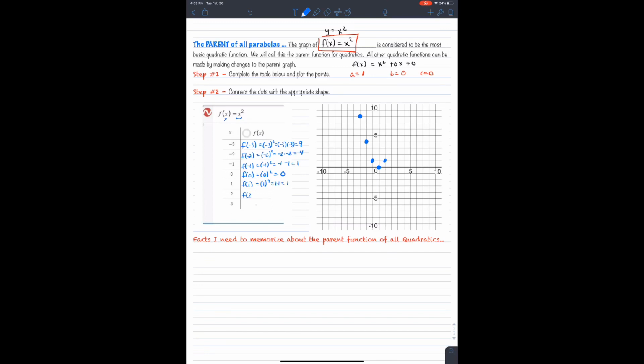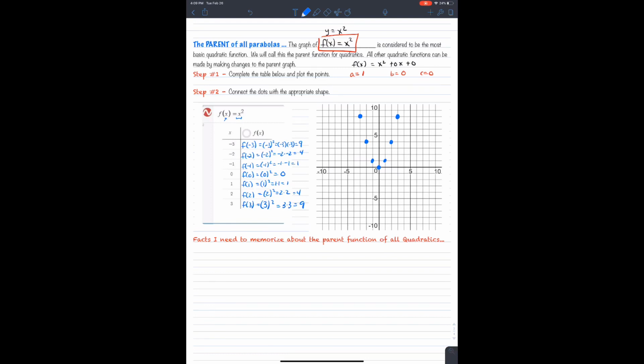If I plugged in 2, f of 2 would be taking that x value of 2 and squaring it. 2 times 2 is, of course, equal to 4. And finally, we're just going to do 3. f of 3 is equal to 3 squared, which would be 3 times 3, which is 9.